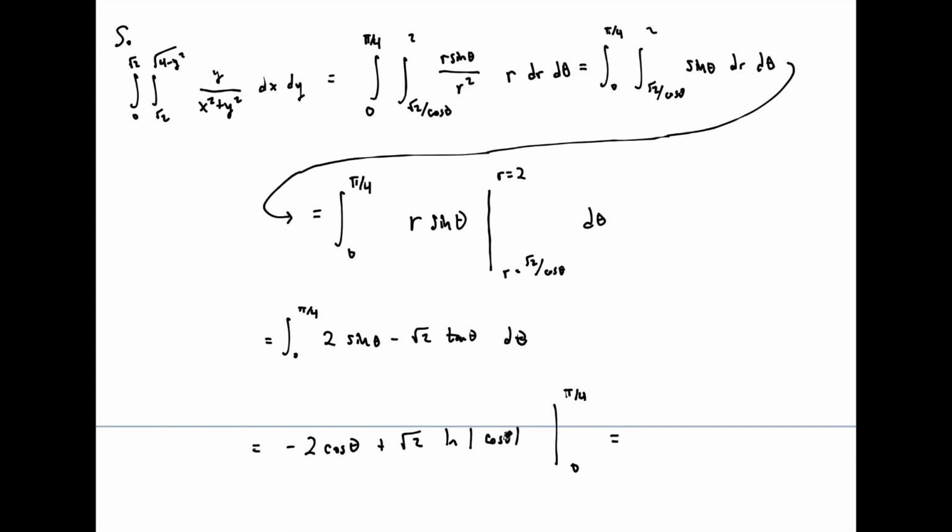When you plug in pi over 4, cosine of theta is root 2 over 2. So this will turn into negative root 2. Likewise, cosine of theta is root 2 over 2 again. So this will be plus root 2 log of root 2 over 2. Minus, plug in 0 for theta. Cosine of 0 is 1. So minus 2 is going to turn into a plus 2. And then since cosine of 0 is 1, I get a log of 1, and I have no contribution from that term. And in the small chance that I did that last step correctly in my head, that'll be the final answer. Done.